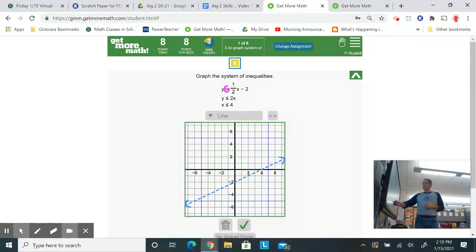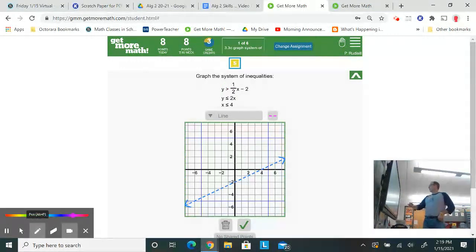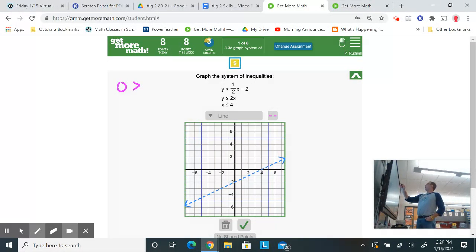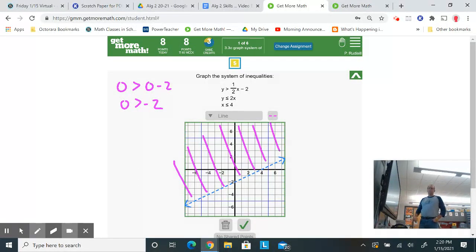Now let's substitute in 0, 0, which is the origin. So 0 is greater than 1/2 times 0, which is 0, minus 2. 0 is greater than -2. That is correct. So I know I want to shade everything this way because the origin would work. So keep that in mind as we work on the next one.